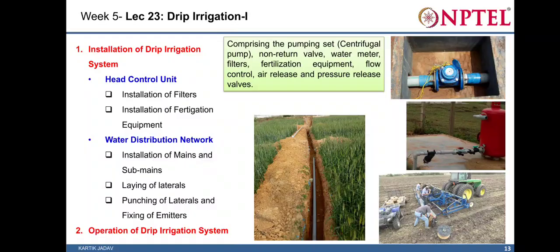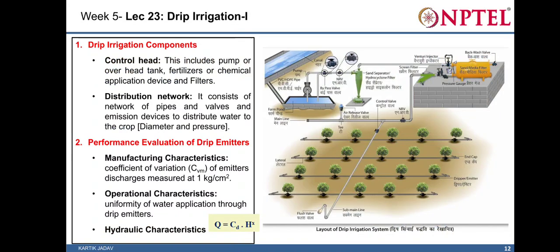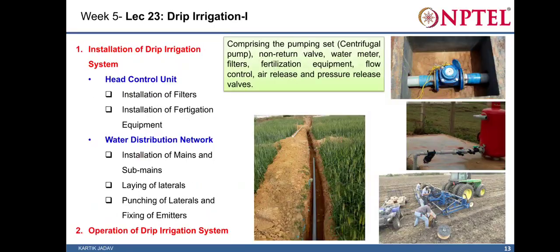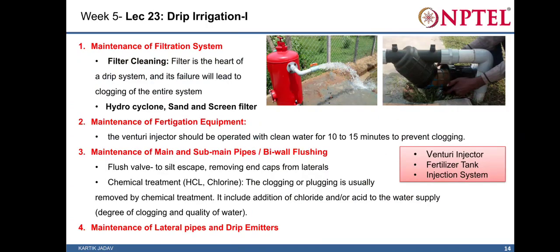And then we come to the operation of the drip irrigation system. So this is the field we are showing. Okay, so these are the field installations of the submain and main lines. Then this is the pumping unit, the filtration unit, and these are the farmers that are working on the field.